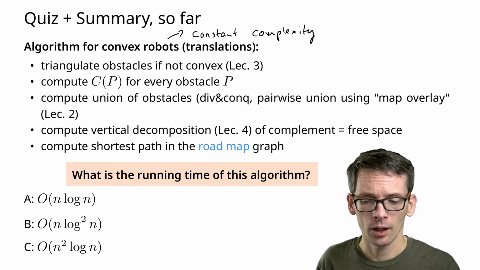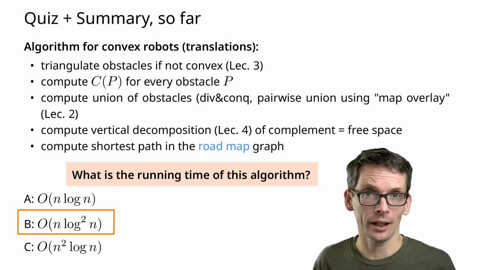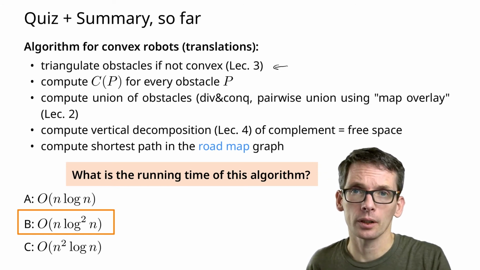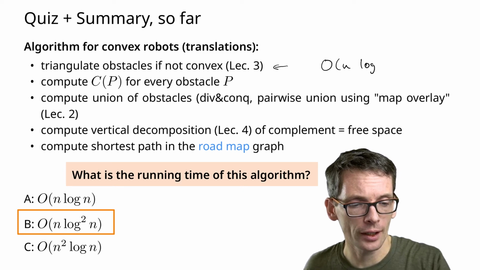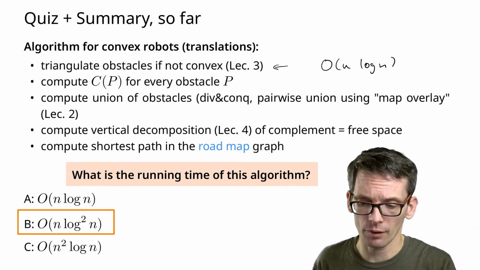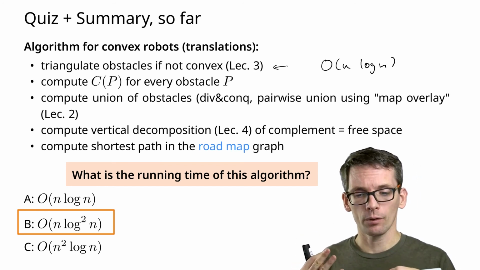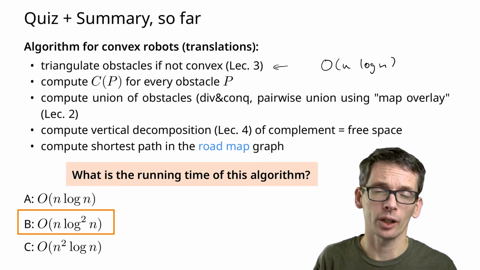It is order of n log squared n. Why is that the case? So let's have a look. Triangulating the obstacles, we have seen an algorithm that runs in order n log n time. This can actually be done in linear time, but we've seen n log n, and that is enough for our purpose. Now we compute C of p for each of the resulting obstacles, or for each of the triangles.